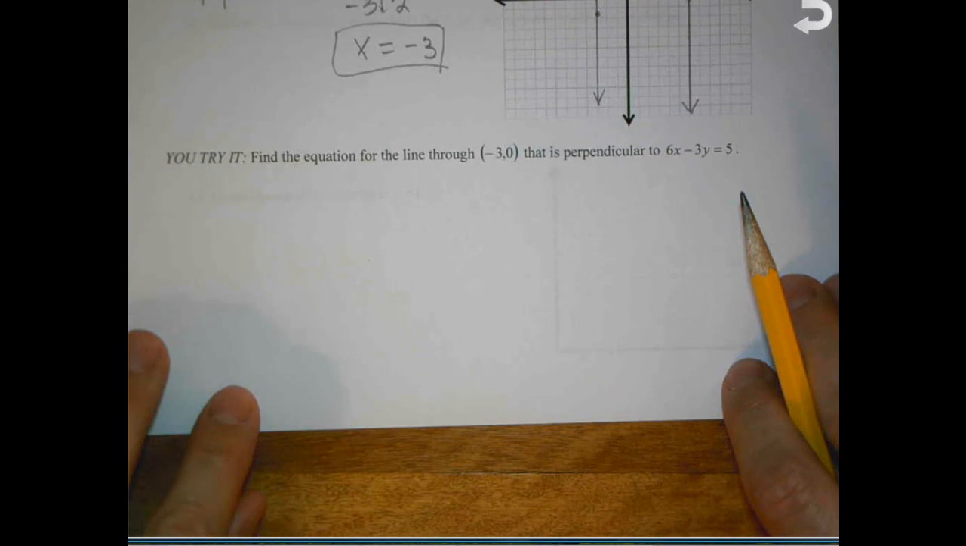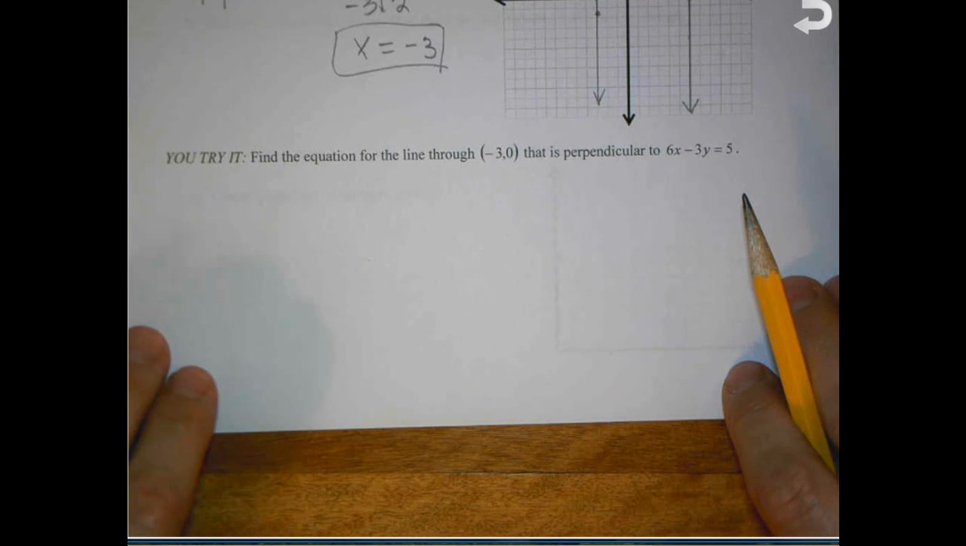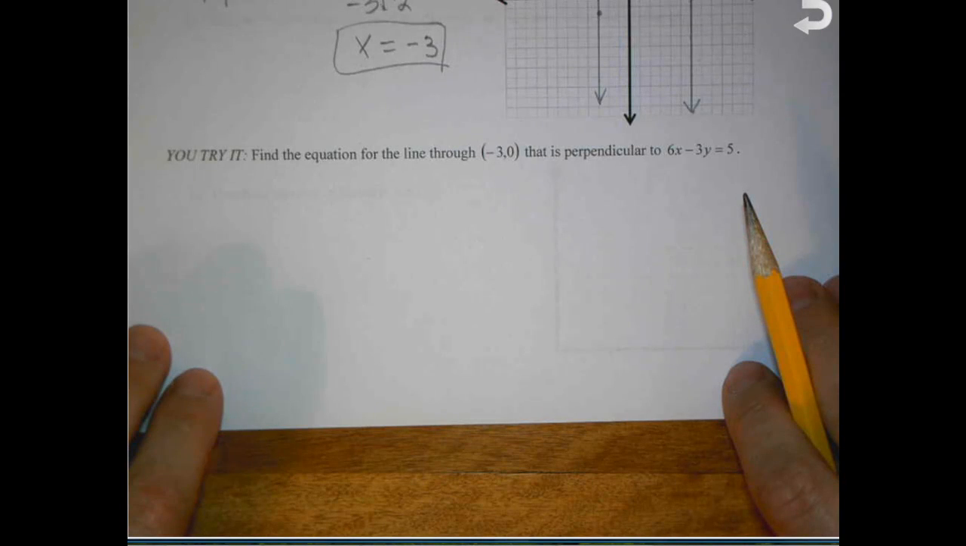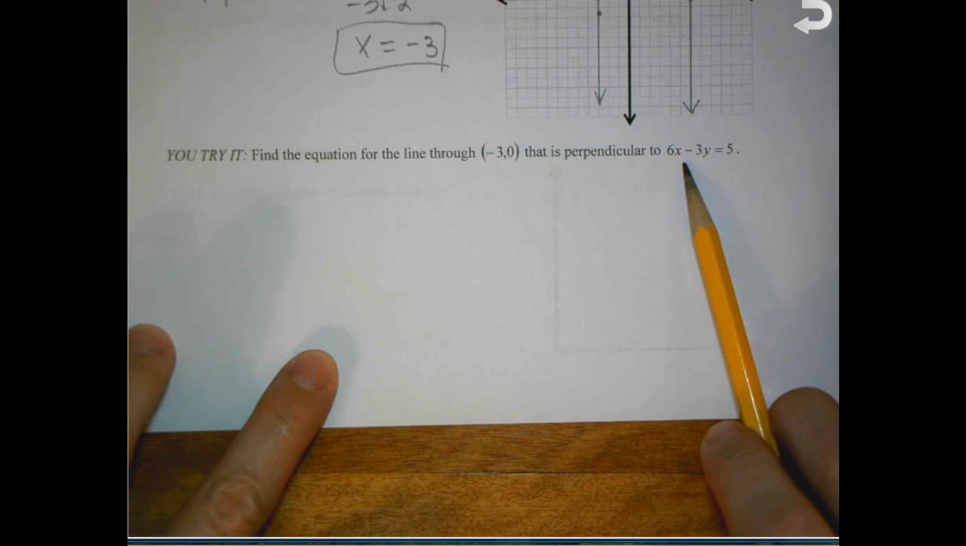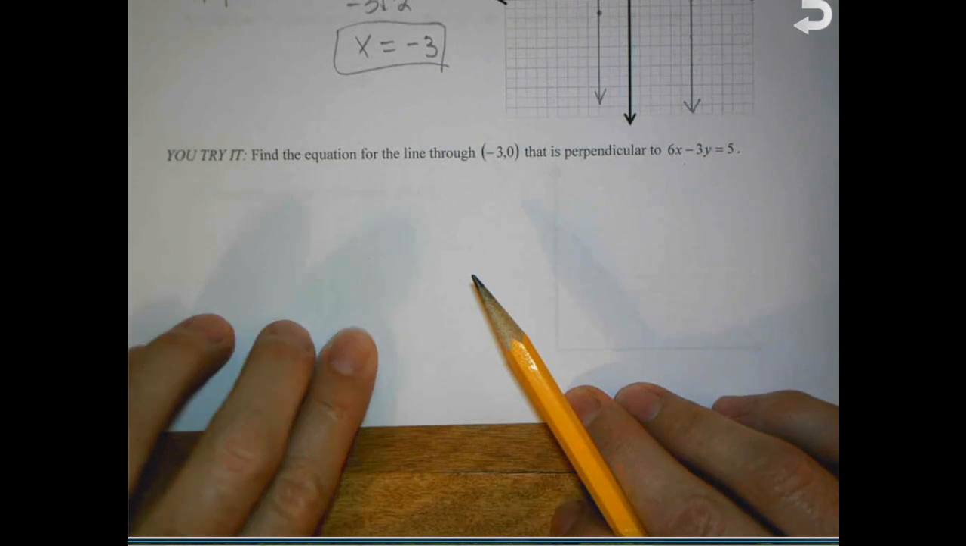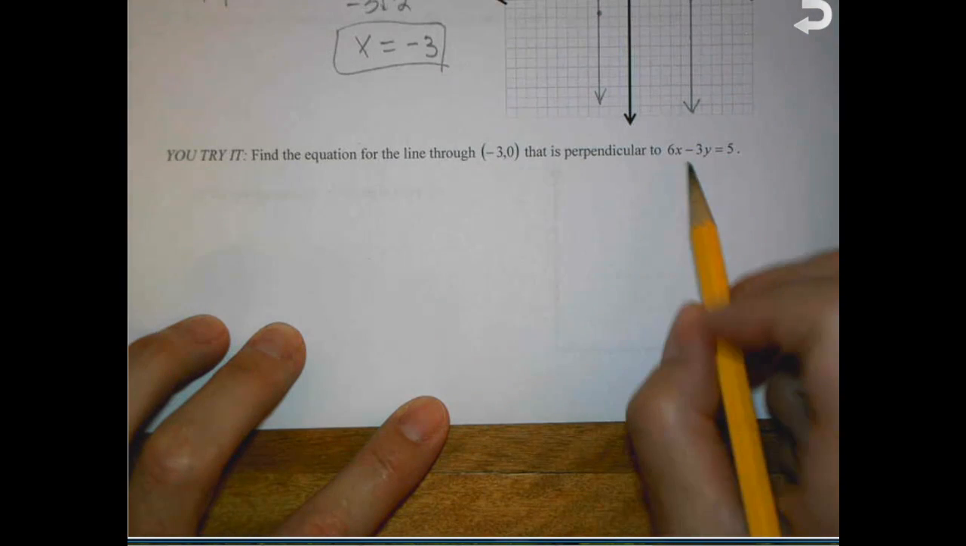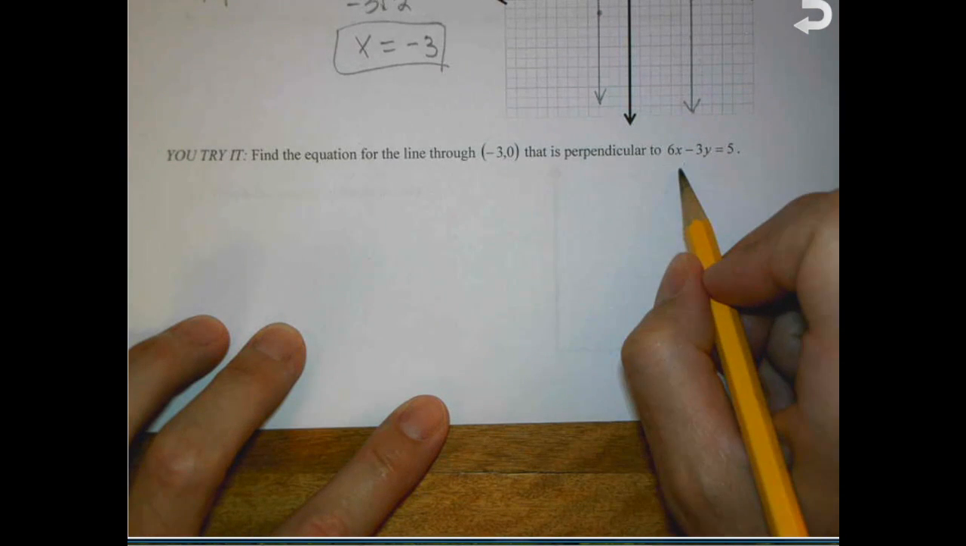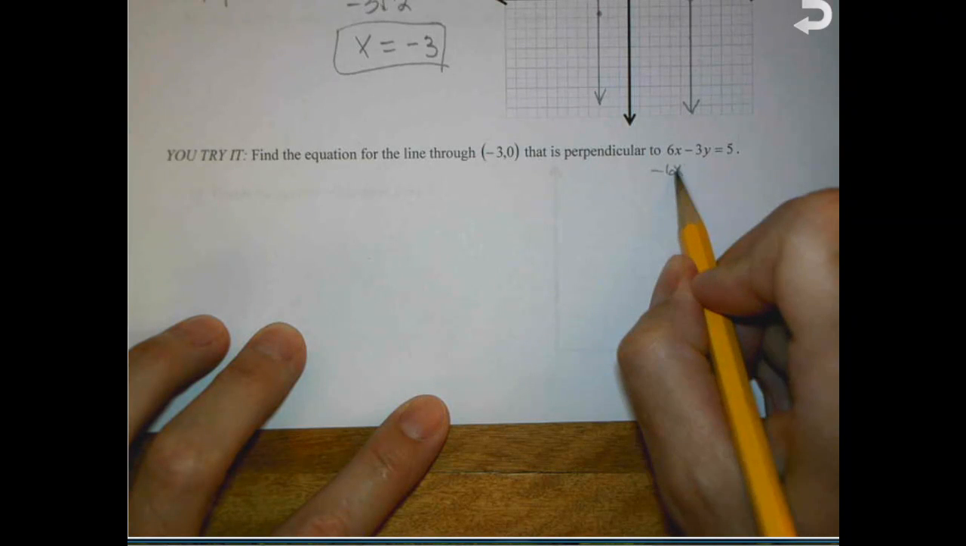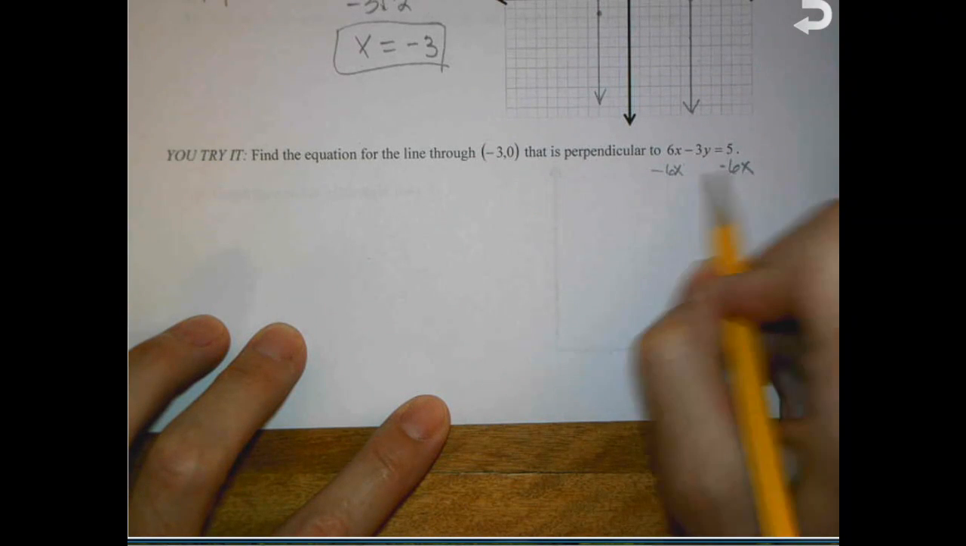Alright, here's one for you to try. Find the equation for the line through (-3, 0) perpendicular to this equation. When I look at this equation, I want to know what's the slope. And so I will put it into mx + b form.